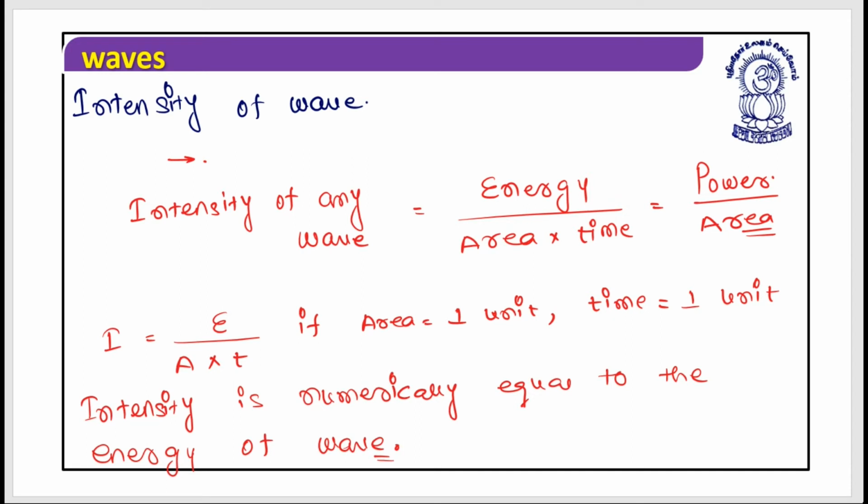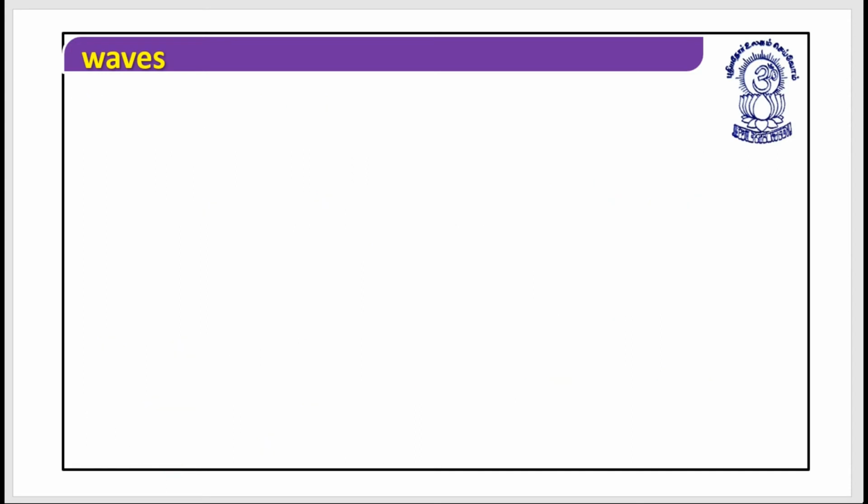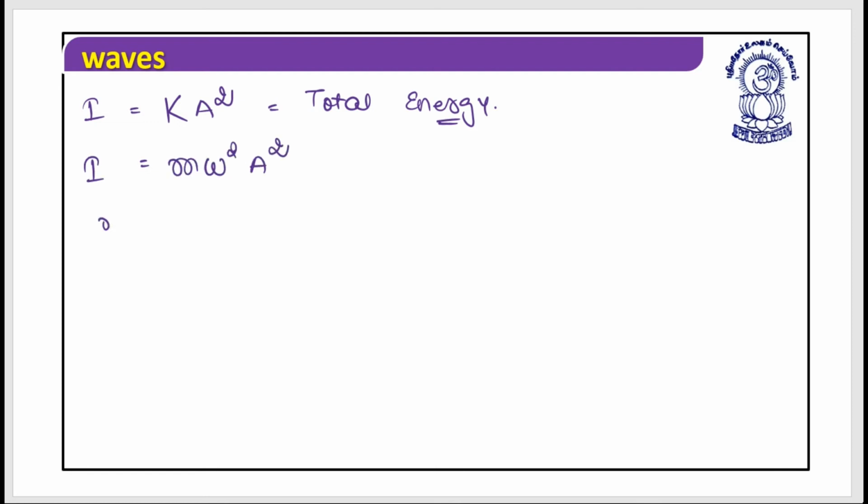Now when we say intensity is numerically equal to the energy of the wave, what we had as energy when discussing SHMs, the total energy, is now intensity. So I can write I is equal to K into A square, where K could be given as M into omega square A square. Let's say M is constant and generally does not change.